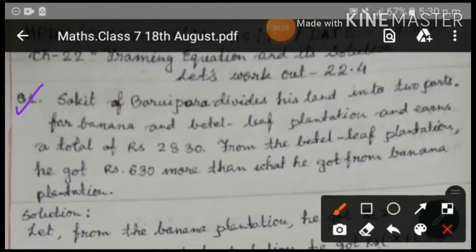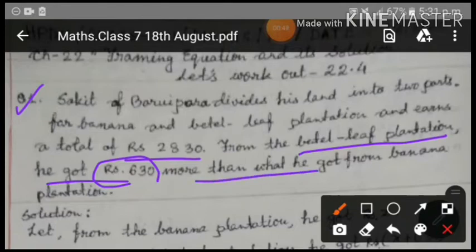What is betel leaf? That kind of pan that we consume, which is mainly consumed in India and Asia. He earns a total of rupees 2830. This is the total money which he earns from the betel leaf plantation. He got this much, rupees 630 more than what he got from the banana plantation. So we will have to form the equation and then solve.